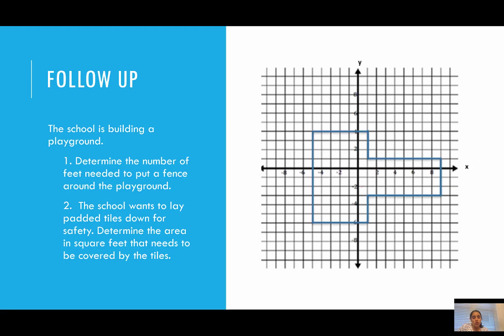Follow-up. The school is building a playground. Number 1, determine the number of feet needed to put a fence around the playground. And number 2, the school wants to lay padded tiles down for safety. Determine the area in square feet that needs to be covered by the tiles.